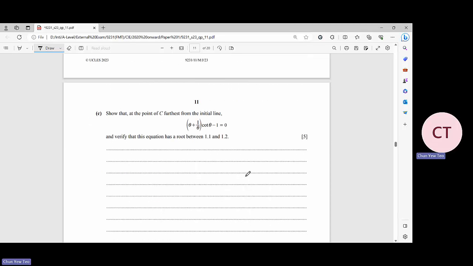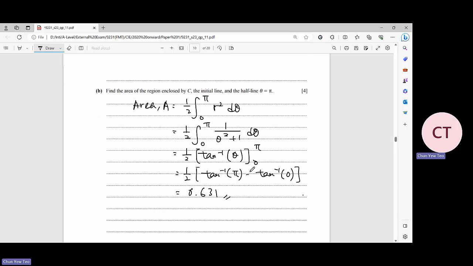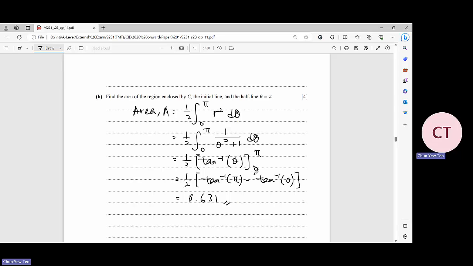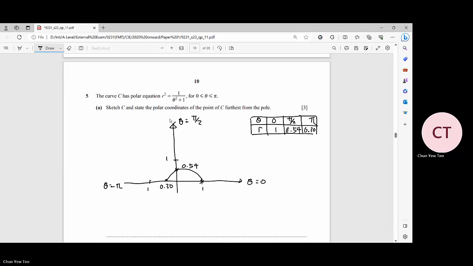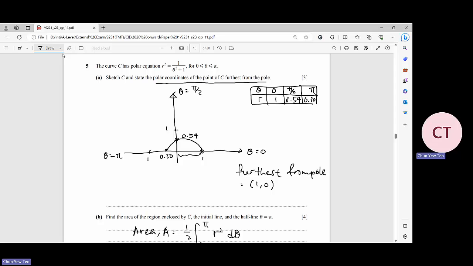And now C. Oh, sorry, just now I forgot one thing. There is the polar coordinate of the point of C furthest from the pole. So this is the furthest from the pole. The coordinate is 10. Okay, so this is something I forgot to mention just now.